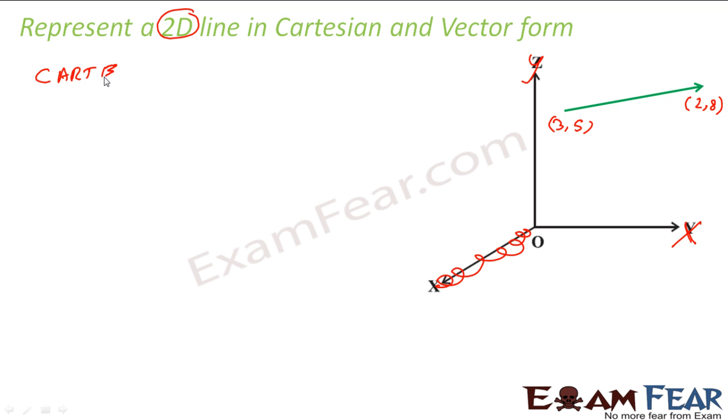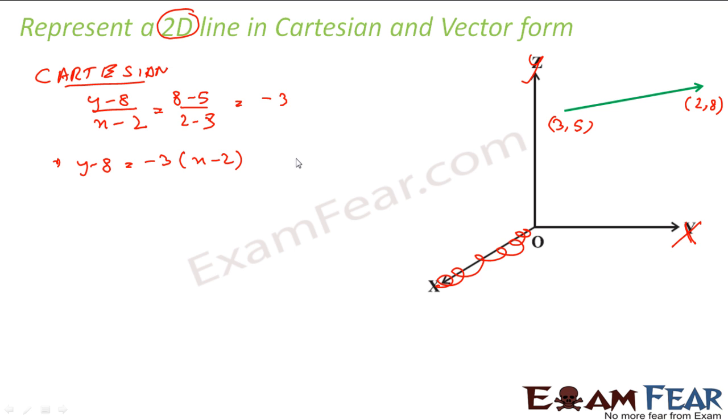So Cartesian form is a normal form we use. So what we do, we form the equation of the line. We say (y minus y1) by (x minus x1), that is y minus 8 by x minus 2, is equal to (y2 minus y1) by (x2 minus x1), that is 8 minus 5 by 2 minus 3, and that is minus 3. Correct? So you solve this, you get y minus 8 is equal to minus 3 into (x minus 2). So this is my Cartesian form representation of this line.